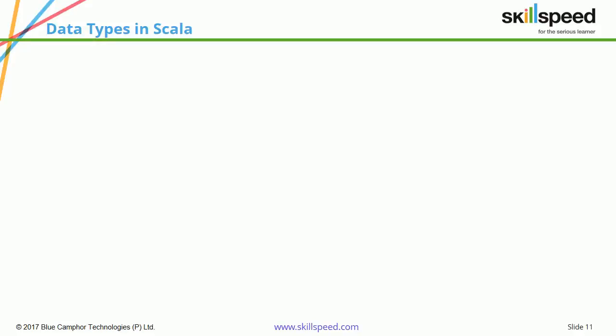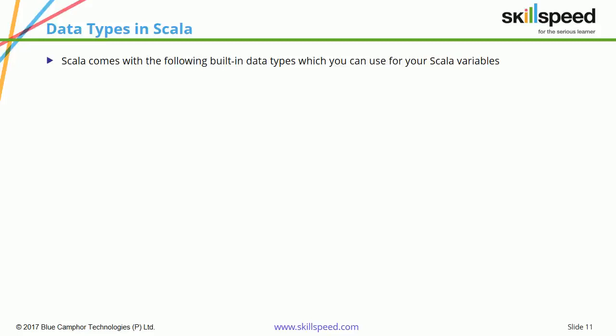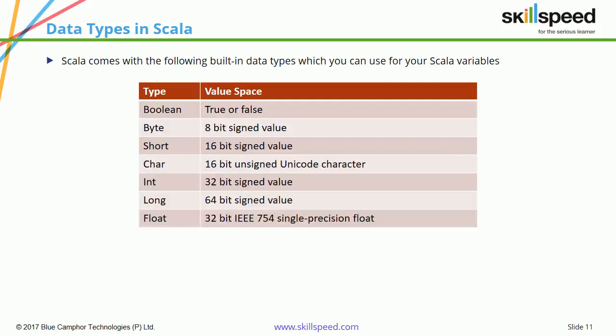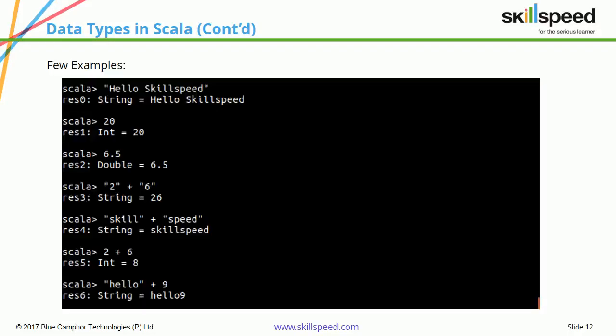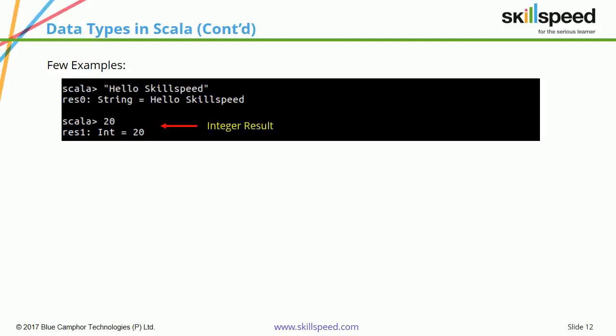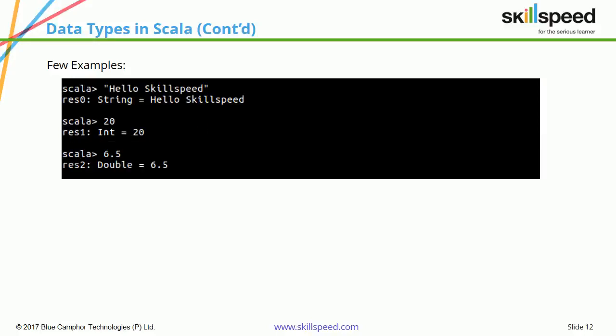Now, when you want to learn about the different data types in Scala, it may not be much of an effort because Scala supports almost all the regular data types which you are familiar with in other programming languages. So the data types which are supported are Boolean, byte, short, char, integer, long, float, double, and string. In order to get a feel of the type inference of Scala, you can try typing these things in the command prompt. As you can see, when I type something in double quotes, such as "hello skill speed", Scala automatically identifies it as string. A number such as 20 is assigned as integer, whereas 6.5 is categorized as double.